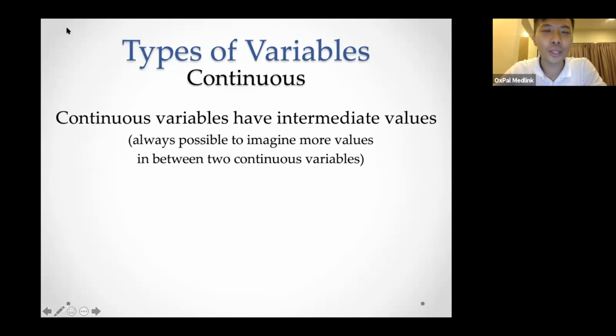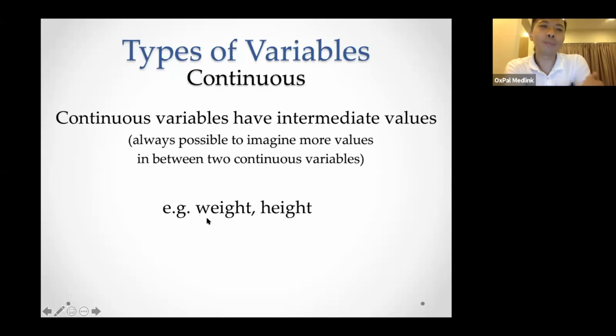And the continuous one, the fourth type, the continuous variables, have intermediate values, or it's possible to imagine more values in between two continuous variables. For example, height and weight. It depends on the instrument, but in the example that I've given, 170 and 171, there's always 170.5 and 170.54, 546, okay, etc., etc. There's more. You can always imagine more values between two continuous variables.